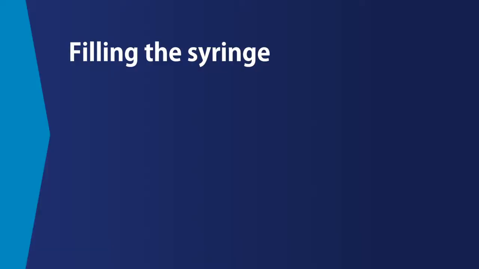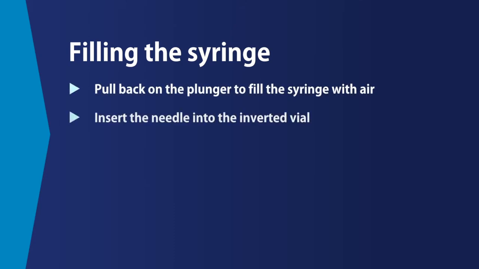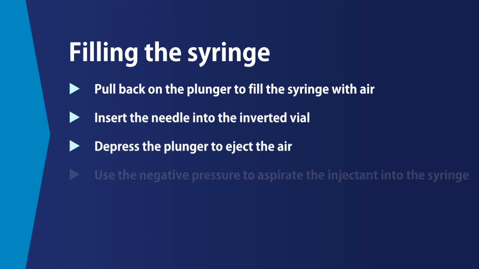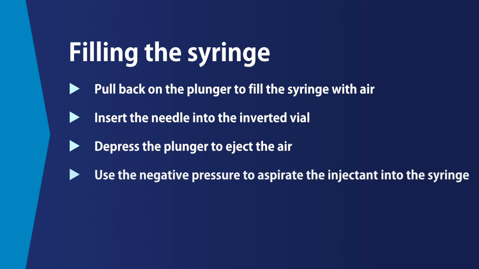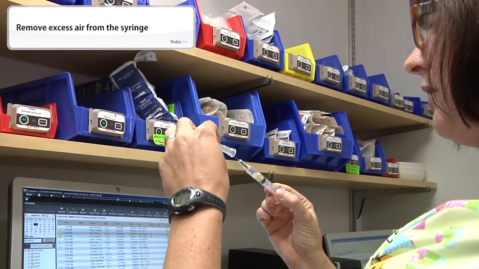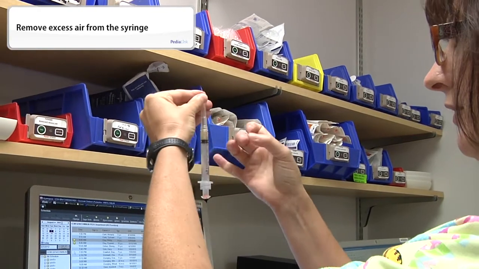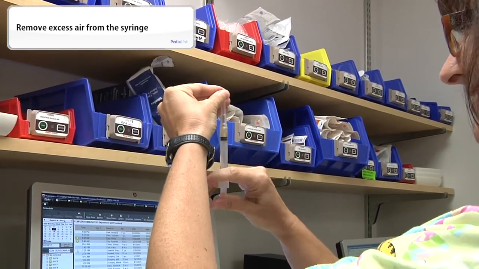Here's a helpful tip for filling the syringe. After pulling back on the plunger to fill the syringe with air, insert the needle into the inverted vial. Depress the plunger to inject the air into the vial. Then, assure that the needle is within the fluid level and use the resulting negative pressure to pull medicine into the syringe. Remove air from the syringe by pointing the needle upward and depressing the plunger until all of the air is gone. Cover the needle with a cap to avoid spraying the injectant across the room.